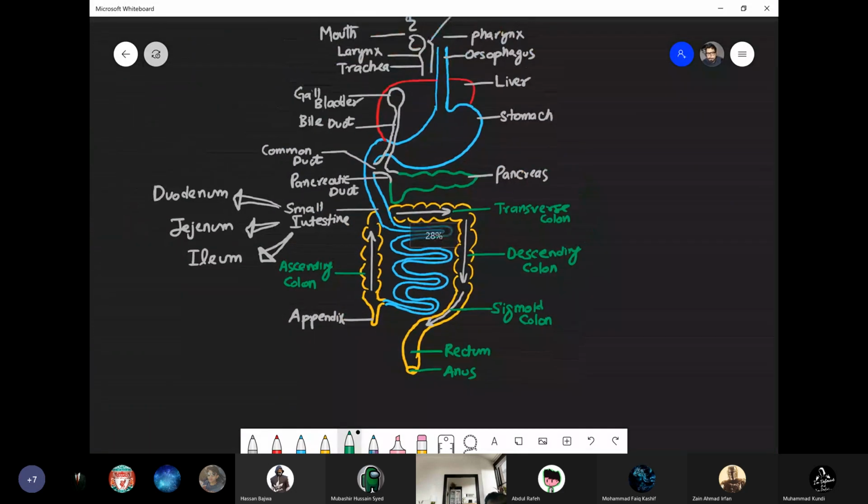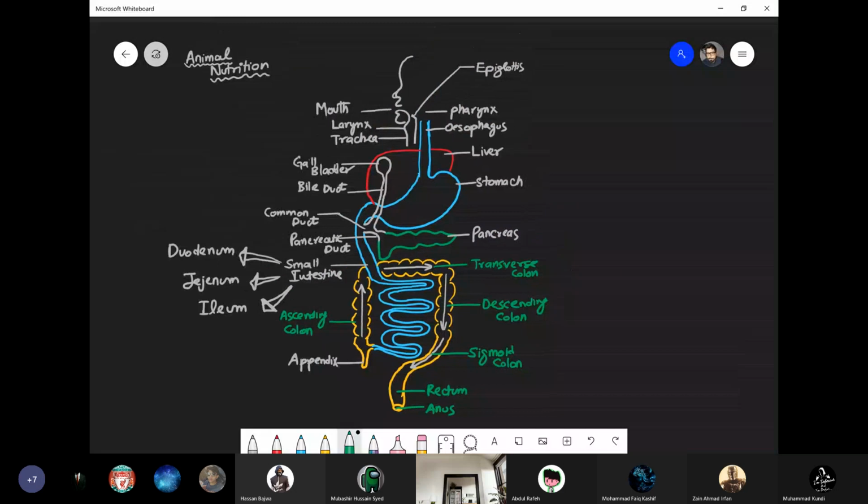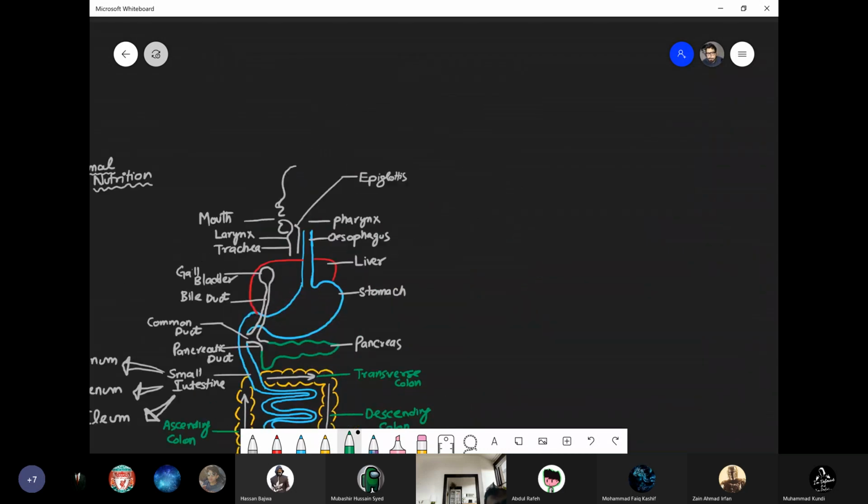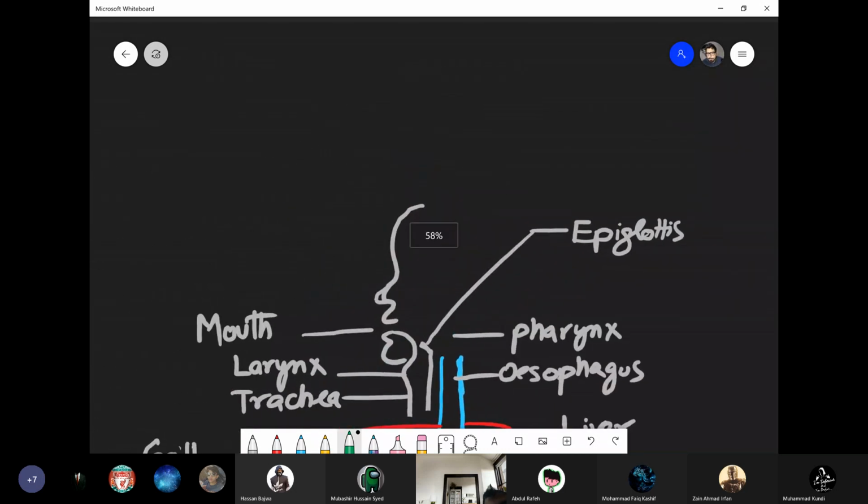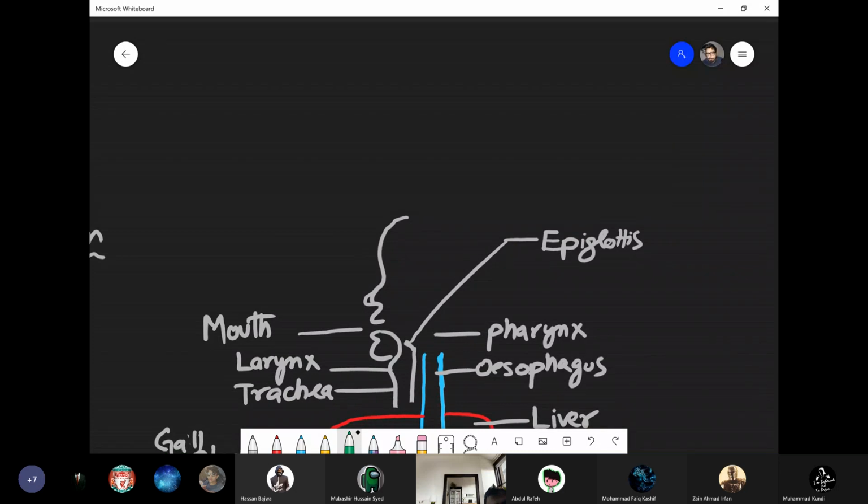So, boys, we have labeled the whole digestive system. Now, boys, we are going to talk about all these organs one by one. First of all, we are going to talk about the mouth.